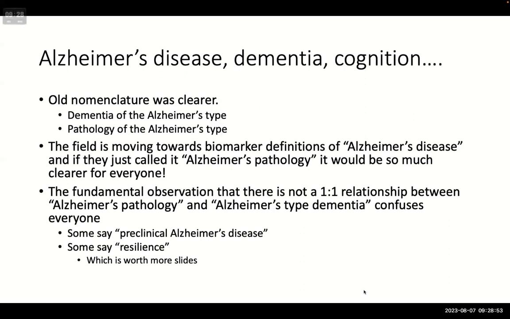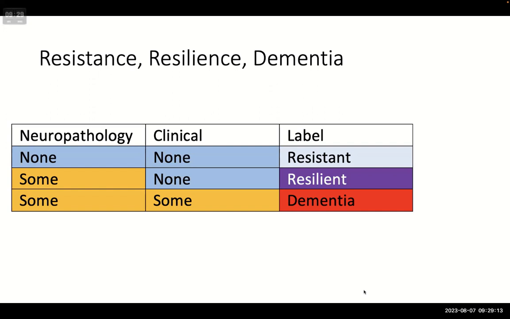So the fundamental observation that there's not a one-to-one relationship between Alzheimer's pathology and Alzheimer's type dementia confuses everyone. And I have here that some people say preclinical Alzheimer's disease and some say resilience, and that's worth several slides. So I have 3 columns on my slide here of neuropathology, clinical findings, and the label. So with no neuropathology, you've gotten to late life and your brain looks terrific. Good for you. And that's an important state of resistance, where you resist what is normative.